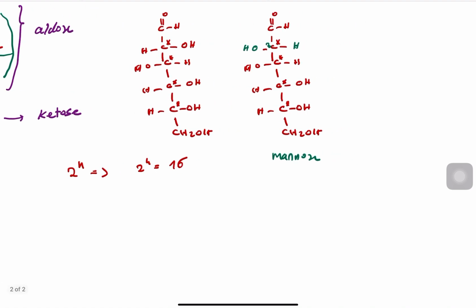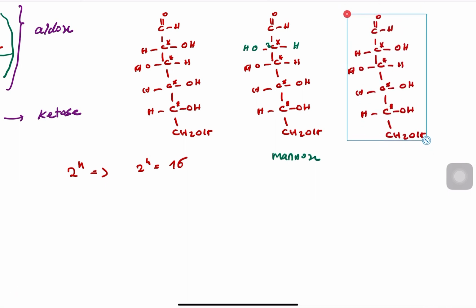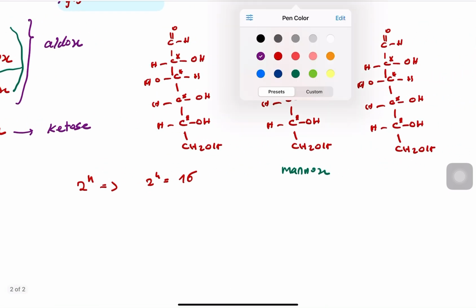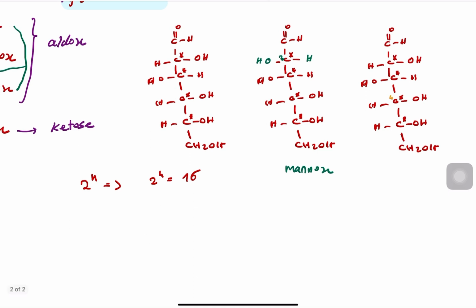And again, if I change color to yellow, or here the brown, and if I find the carbon number 4, compared to the glucose, and if I change the position of the OH and H here, you can see will be galactose.